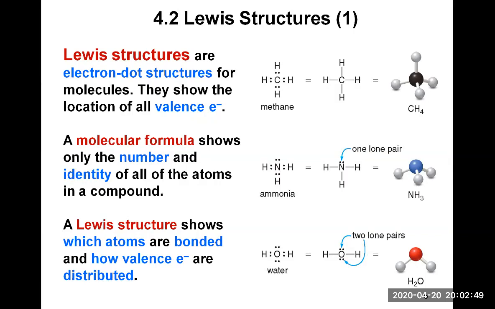So a Lewis structure shows which atoms are bonded and how valence electrons are distributed. Lewis structures are given in this middle column here. For example, for CH4, you can see that each hydrogen is bonded to carbon. In NH3, for ammonia, each hydrogen is bonded to nitrogen. And in water, the two hydrogens are bonded to oxygen. So it gives you more information and it gives you the location of the valence electrons.